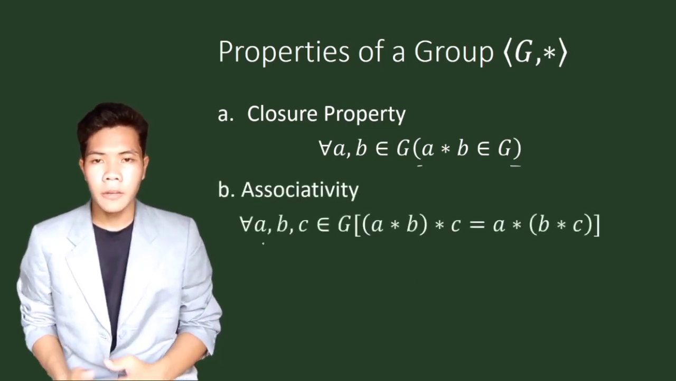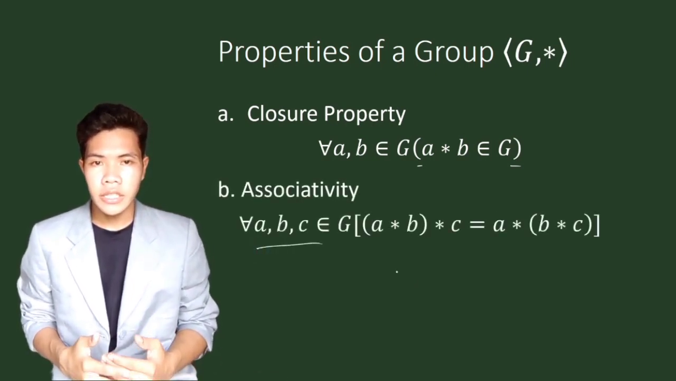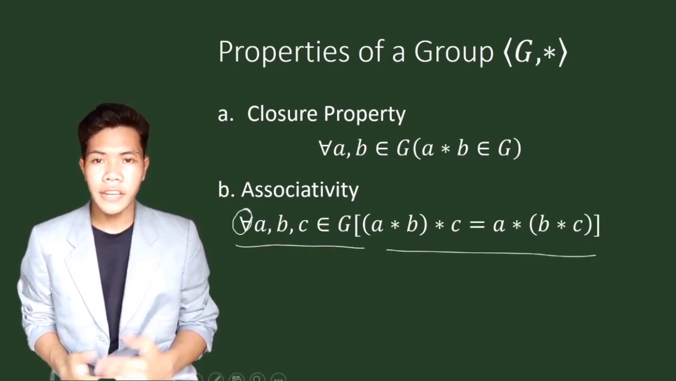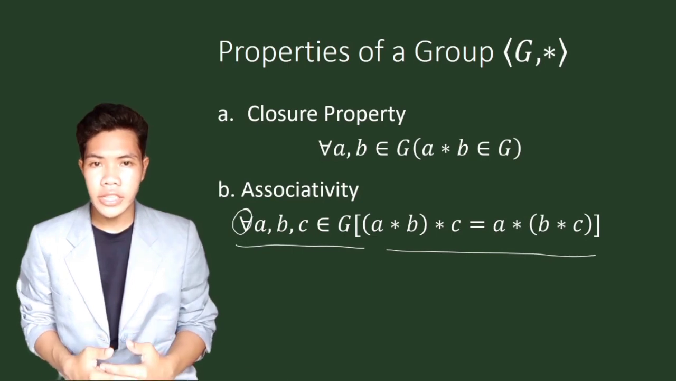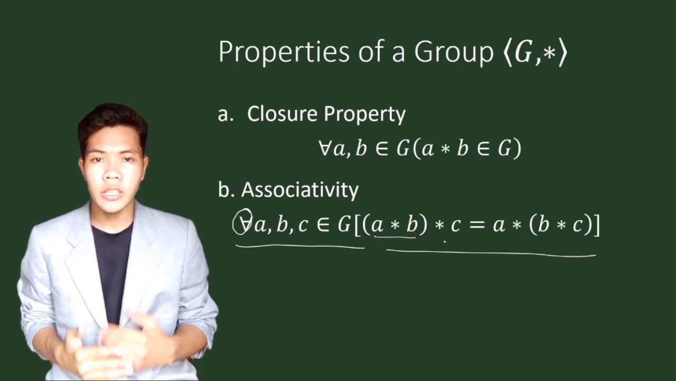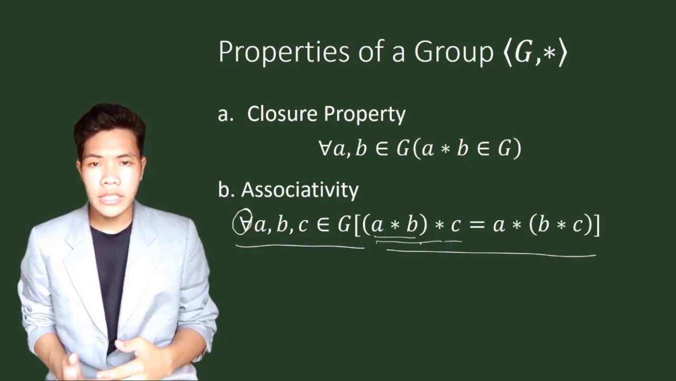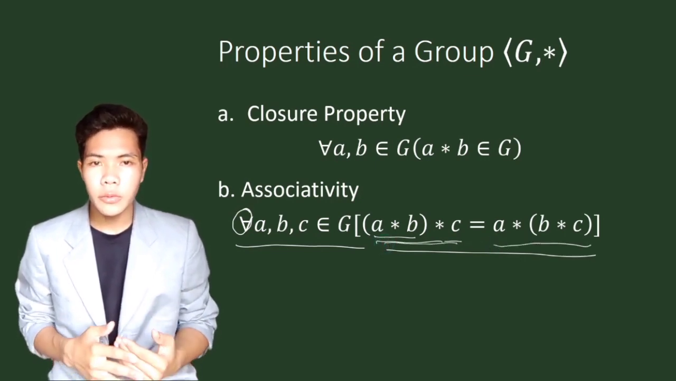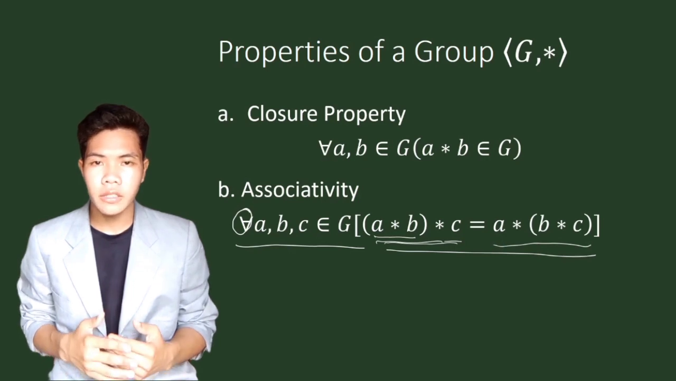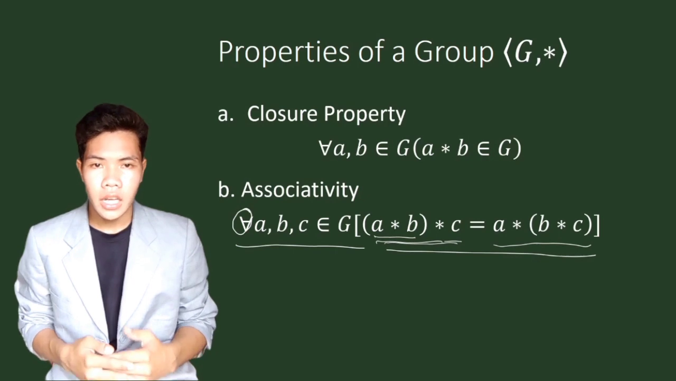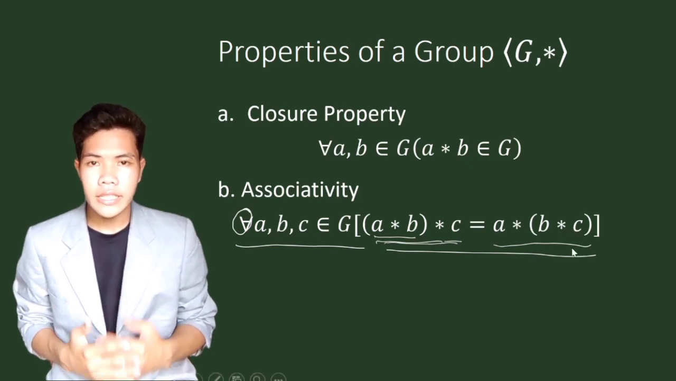Associativity. For any three elements of G, this is true. The symbol there means for all or every. Our understanding here is we will apply the operation first on A and B, and then we will apply the operation on the result of this and this. If this result is equal to this, where we change the groupings of our operations, then we shall conclude the operation is associative in this set G.